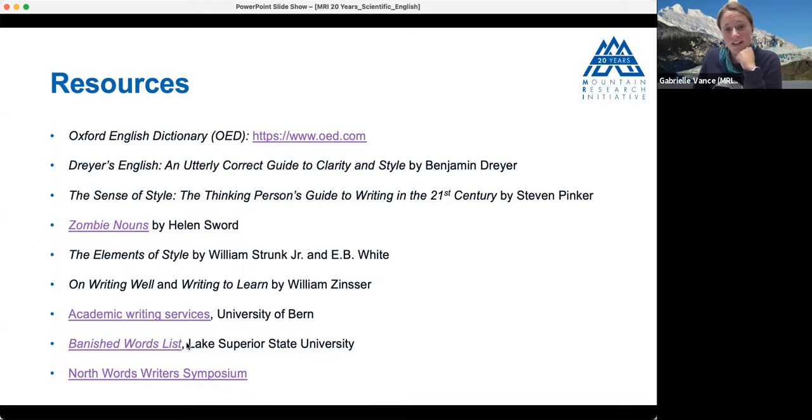And then just for fun, Lake Superior State University in the US publishes a list of banished words every year as a bit of a publicity stunt, but it's also good to consider if you're worried about using too many buzzwords. You might check the banished words list to see what you might want to avoid in the coming year. And if anyone wants to go to Northwords like I did, here is the link for that.